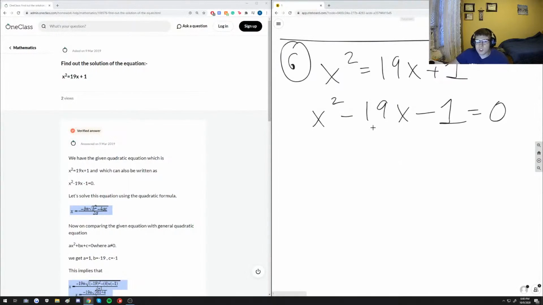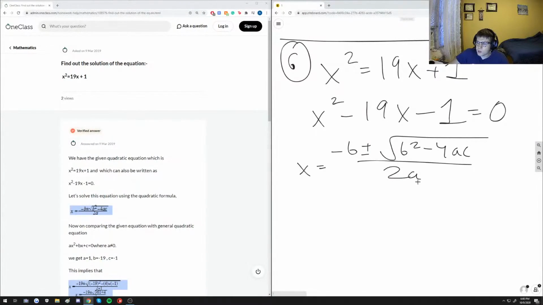And then the simplest way to solve this is with the quadratic formula. So we're going to do x is equal to negative b plus or minus the square root of b squared minus 4ac all over 2a. And in this case, we have to define what our a, b, and c are. These are just the coefficients in front of our x squared, x, and constant terms respectively. So in this case, our a is 1, our b is negative 19, and our c is negative 1.